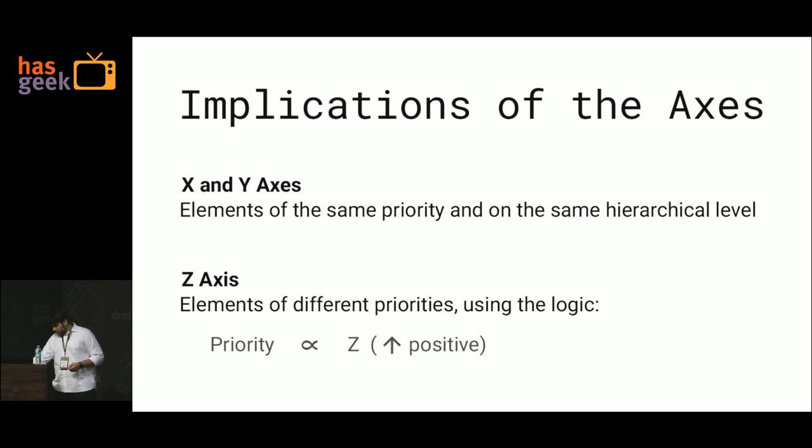So again, coming back to a subconscious level, what do these axes actually imply? So the x and y axis, let's take tabs. Tabs in Google Play, tabs in Newsstand. They're all on the x axis, right? Any other pattern you've seen that lies along the x axis? Okay, view pagers.